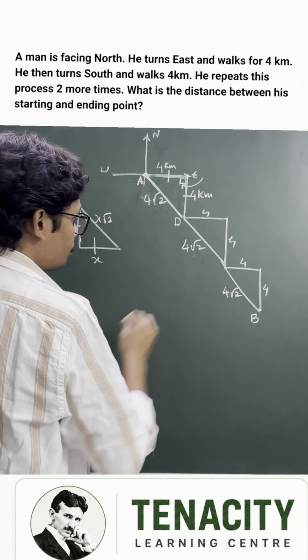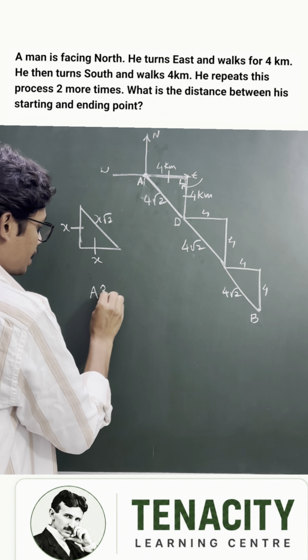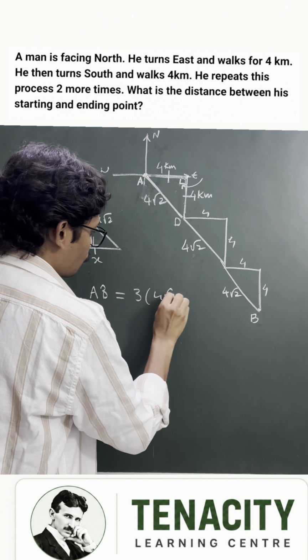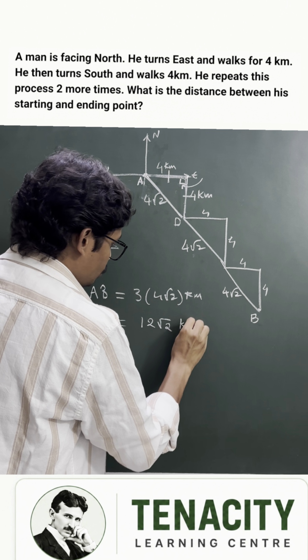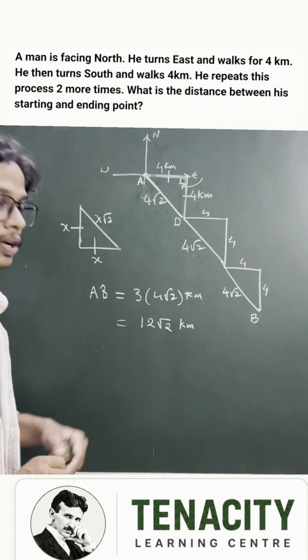Now the total length from A to B is 3 times 4 root 2. That means AB is 3 times 4 root 2 kilometers. So the answer is 12 root 2 kilometers. So the distance from starting to ending point is 12 root 2 kilometers.